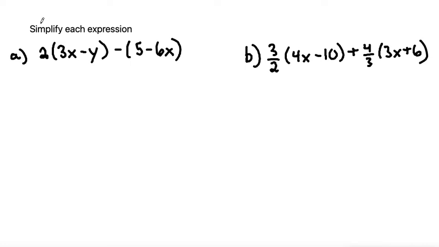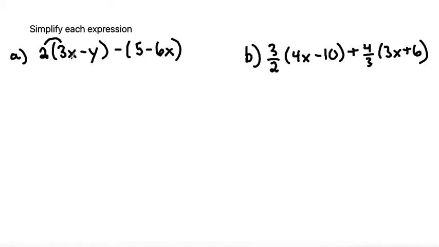This problem is asking us to simplify each expression, and there's a lot of different ways that we can simplify expressions, but whenever we have parentheses, we generally want to distribute everything out and then combine like terms. So the way we can do that for question A is when you have a number on the outside of a parentheses or bracket, you distribute that into every term inside the bracket.